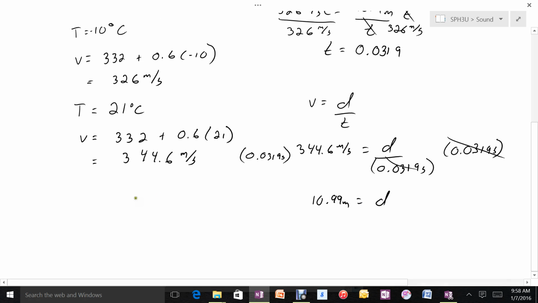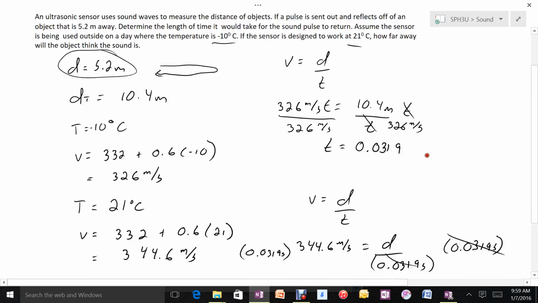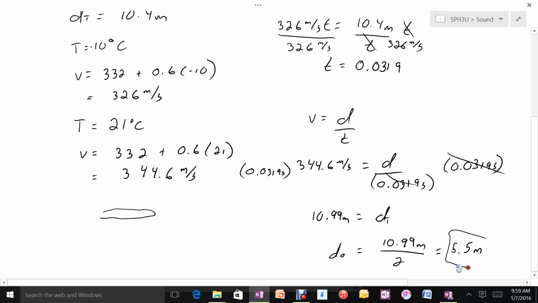Now, recognizing that that's the amount the sensor realizes that the sound should have gone and come back, that would be the total distance. For the actual distance to the object, it will be that divided by 2, which works out to basically 5.5 meters. So the object is actually 5.2 meters away, but due to the fact that the sensor is operating at a different temperature than it would expect, it measures it to be at 5.5 meters.